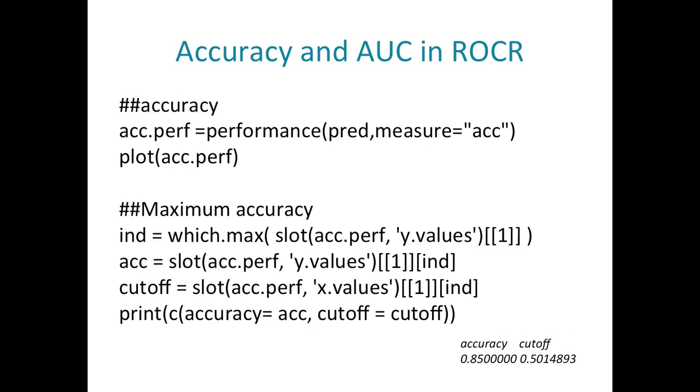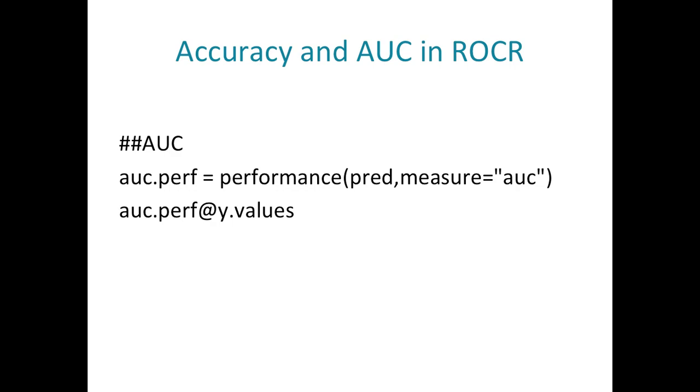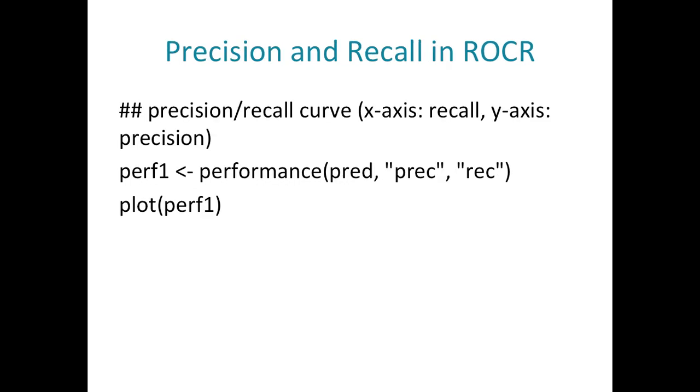Then, given that ROC curve, we'll compute the accuracy, and we'll also compute the area under the curve. The area under the curve is basically what the name says, the area under the curve, and it's also used as a way of measuring how good a classifier is. And then we'll also see how to compute precision and recall given a ROC curve.